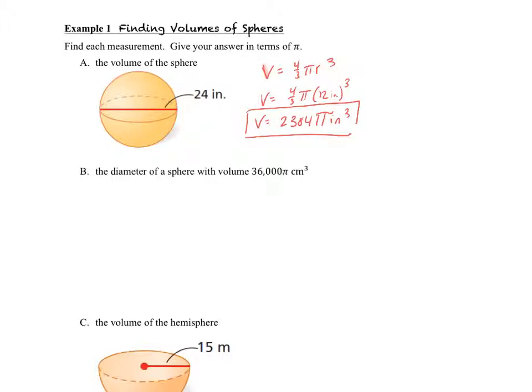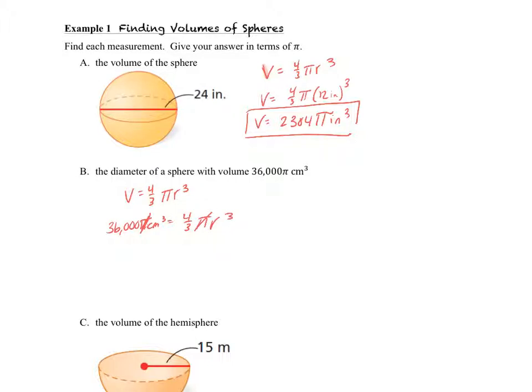Okay, and the next one we have the diameter of a sphere with the volume having 36,000 pi centimeters cubed. So this time we know the volume. So we start with our formula, still 4/3 pi r cubed, and we're looking for the diameter. So we're going to plug in our volume, which is 36,000 pi centimeters cubed, which equals 4/3 pi r cubed. If you divide both sides by pi, they just end up canceling each other out, so we don't have to worry too much about that.